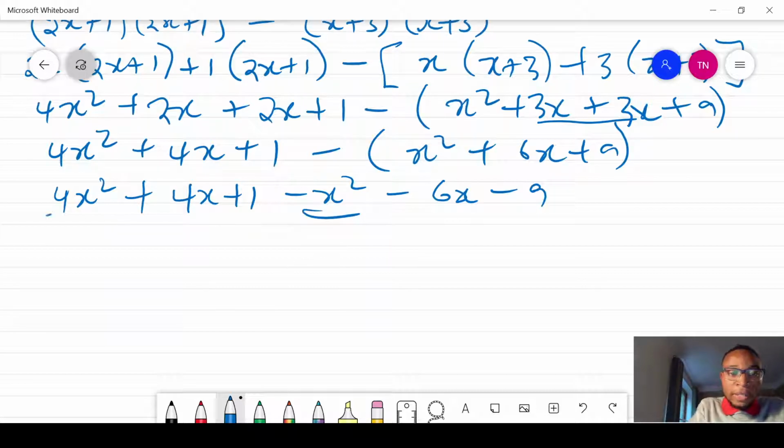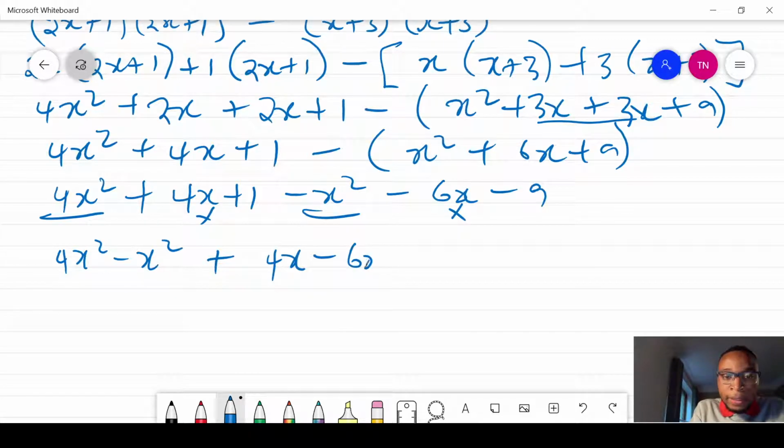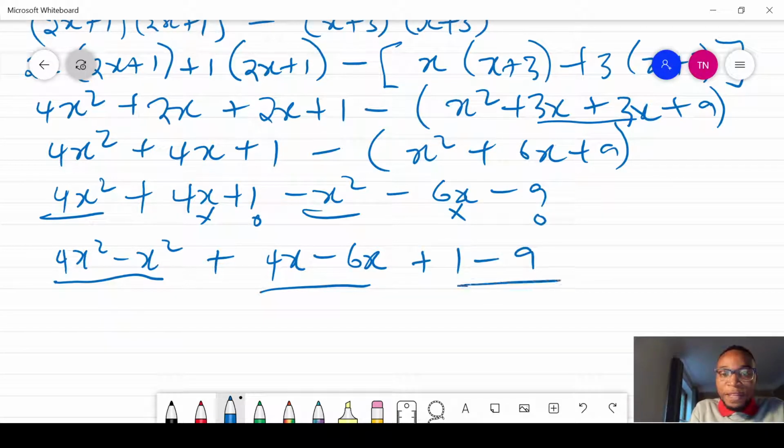So the first like terms are the x squared like terms. So we're going to collect them. That becomes 4x squared minus x squared. Then from there, we're going to collect the next like terms, which are going to be the x like terms, these ones here. So that is going to be 4x minus 6x. So these are the like terms that we're talking about. Then we're going to take the other like terms, these ones here. So that is going to be plus 1 minus 9. That is another pair of like terms.